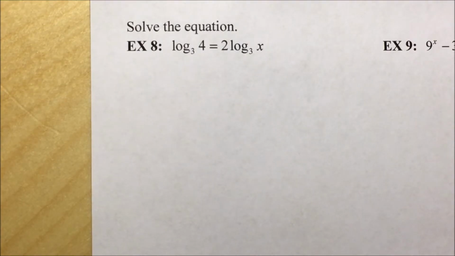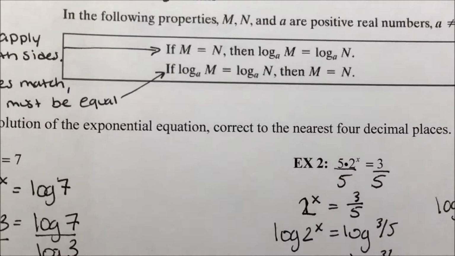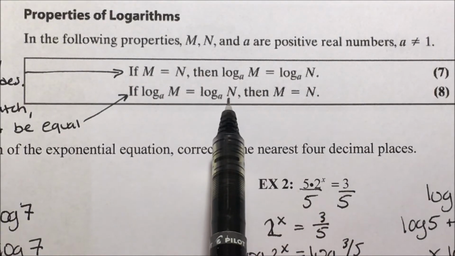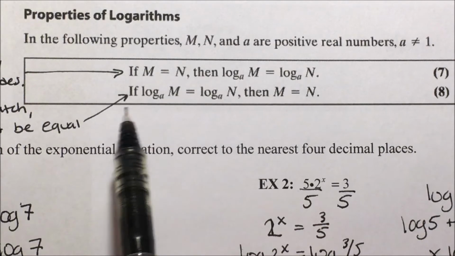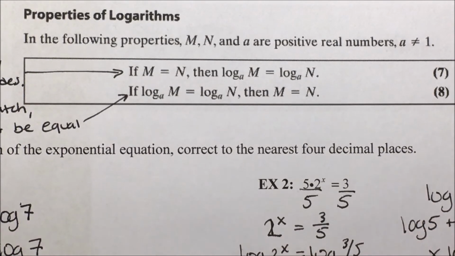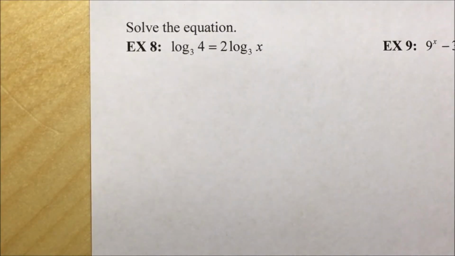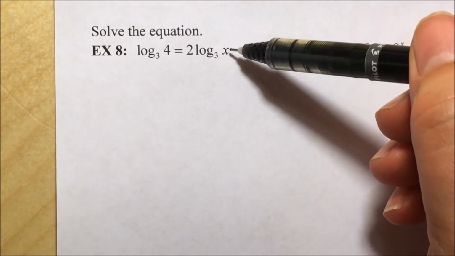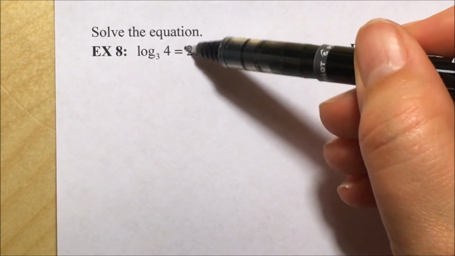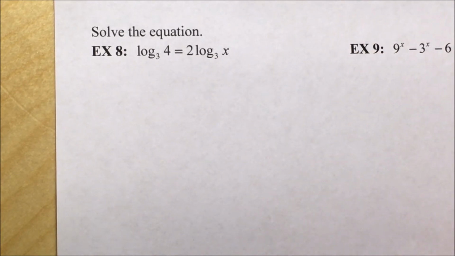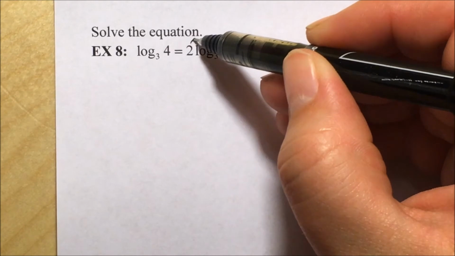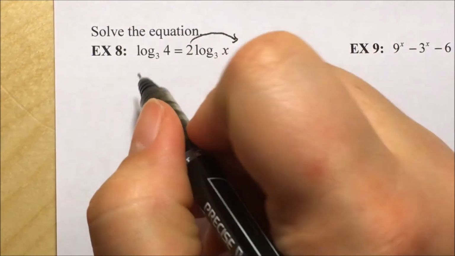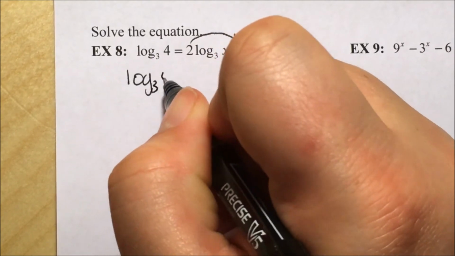For this, I'm going to finally be using the second property that we had on the front page. So that was that if you're presented with logs, as long as their bases match and you only have one log on both sides, then their inputs are equal to each other. So the good news is here we've got bases that match, but I can't just set their inputs equal to each other because I've got this extra 2 out front. So using one of the properties from the previous notes, we're going to move that 2 so that it's an exponent. That way we really do only have 2 logs with their inputs contained.